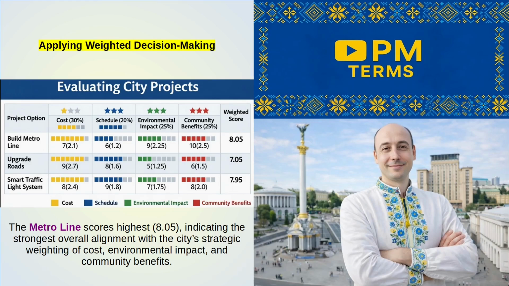In the table, we see two numbers in each category. The first is our raw score provided by the experts, and the second is the weighted score, the result of multiplying the raw score by the weight. The metro line scores highest, 8.05, indicating the strongest overall alignment with the city's strategic weighting of cost, environmental impact, and community benefits.